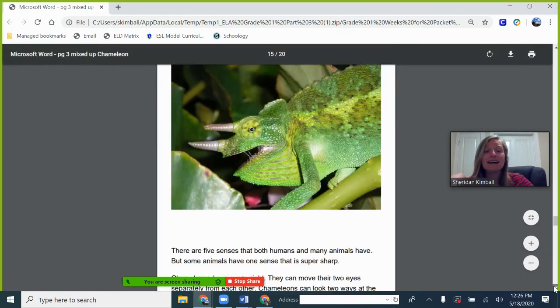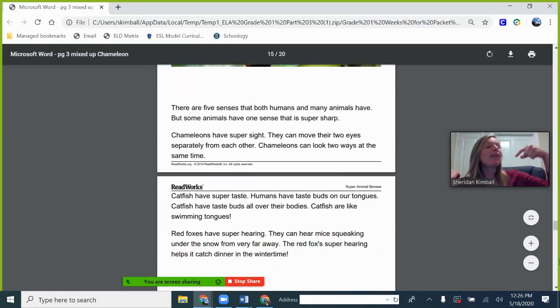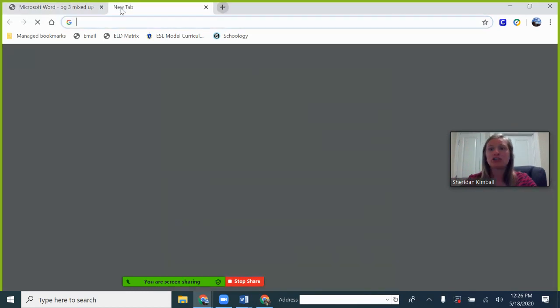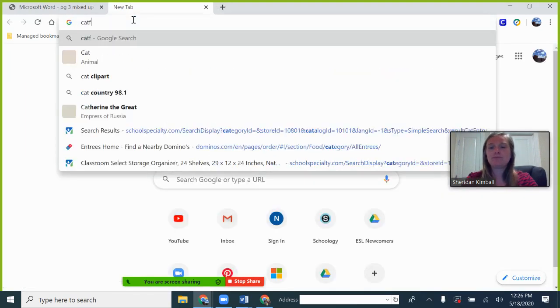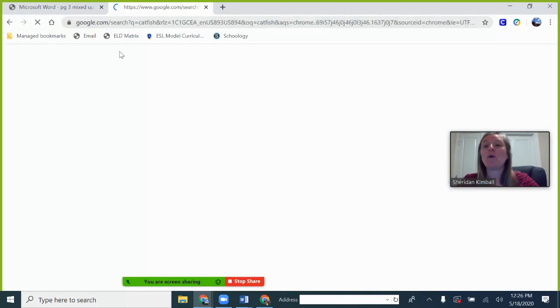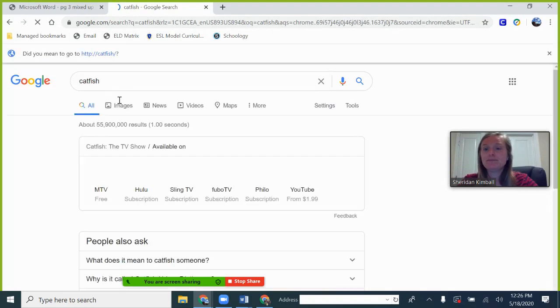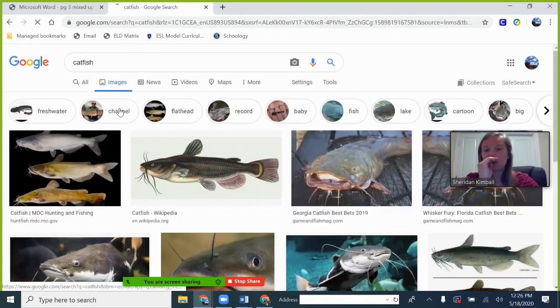It is reminding us that humans have taste buds on their tongue. It helps them taste things and it really makes things super yummy. Catfish also have that ability. I'm going to show you a picture of a catfish. Catfish live in the water. Let me show you what that looks like.